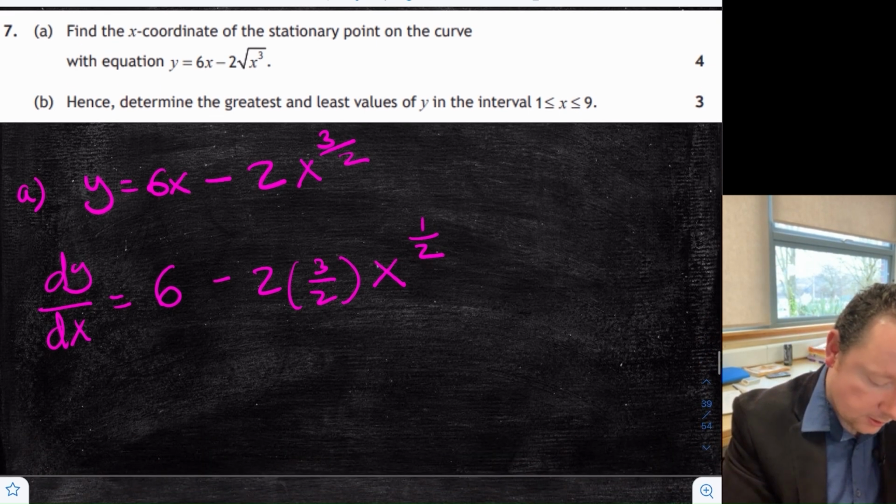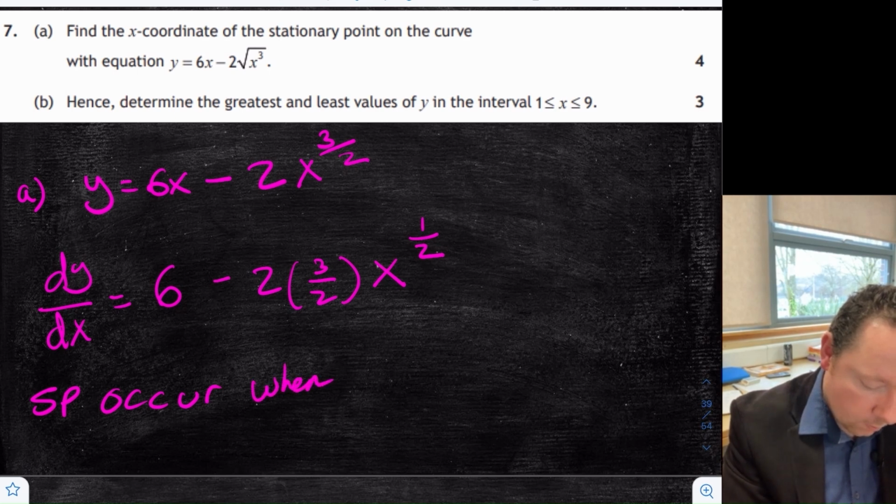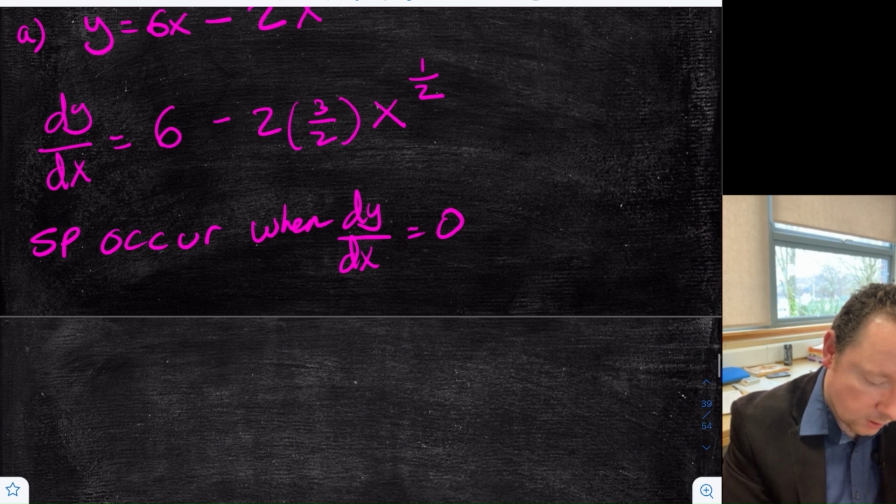And then we can say that stationary points occur when dy by dx equals 0. So making this equal to 0, we get 6. These 2's cancel, so minus 3 x to the half equals 0.